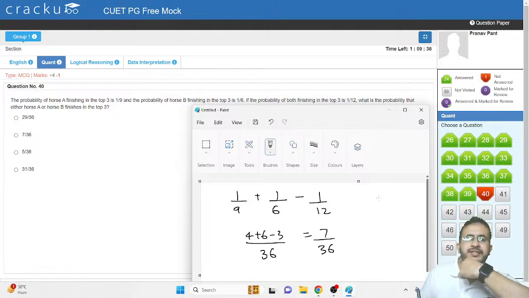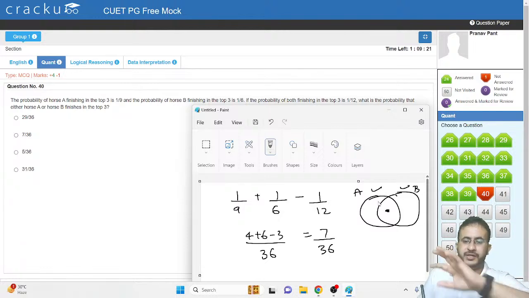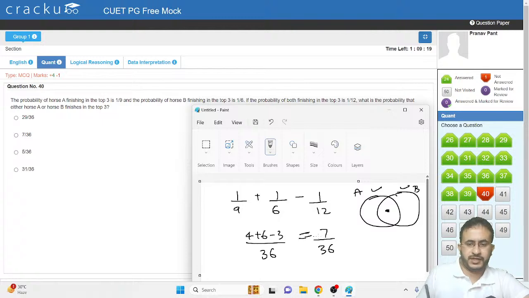Okay, so basically ऐसा हो सकता है, right? A reaches, B reaches, both reaches. ये निकालना है. So A की probability given है, B की given है. We have to find for both. So we'll remove both. Okay, so what I was doing was wrong. This will be the right one. 7 by 36.